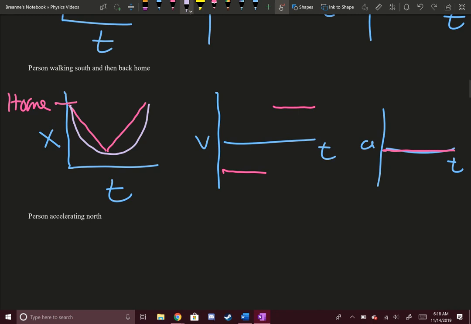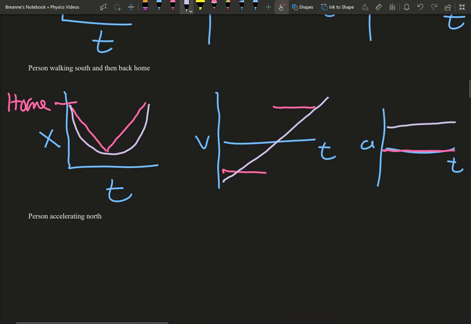So your velocity is in the negative, slowing down, and then speeding up. So your graph is going to look something like that. And so you have a complete positive slope, so positive acceleration.